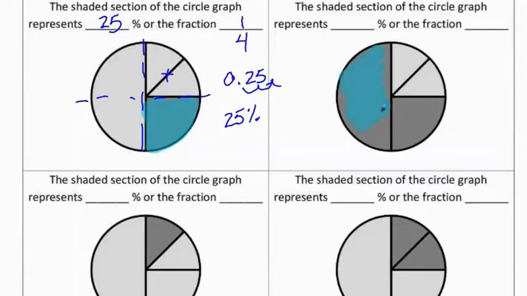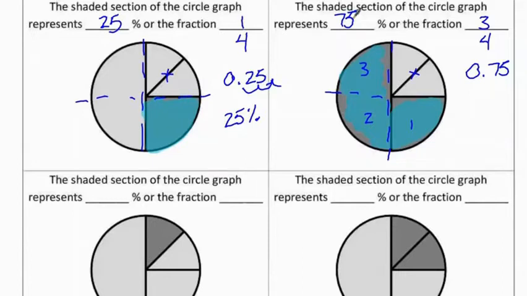All right, let's look at the next one. We're looking at this piece plus this piece. It says the shaded section of the circle graph represents. See how this piece is a fourth? If I take this circle graph and cut it, I have 1, 2, 3 fourths that are shaded, and I'm going to ignore this line here. 3/4 as a decimal would be 0.75, which is also 75%.